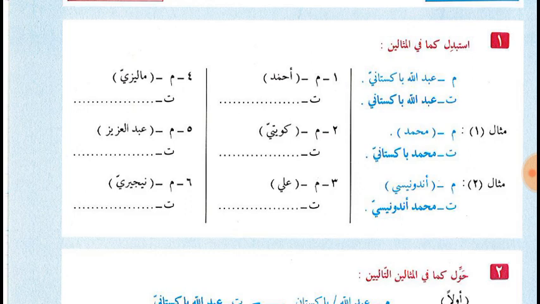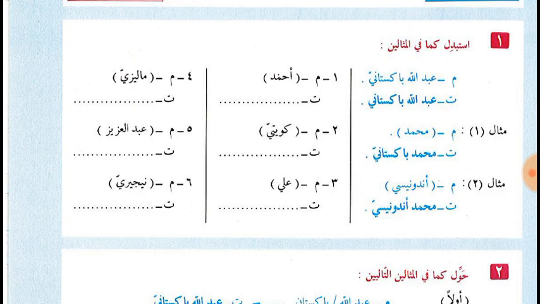Then Mithal Thani, he gave nationality Indonesia. This time we replace the nationality Pakistani with Indonesia, so it becomes Muhammad Indonesi. Then in the first we have Ahmad. We will replace the word Muhammad with Ahmad. It will become Ahmad Indonesi. Then in the second one, Mudarris gave Kuwaiti. We will replace Indonesia with Kuwaiti. It will become Ahmad Kuwaiti.